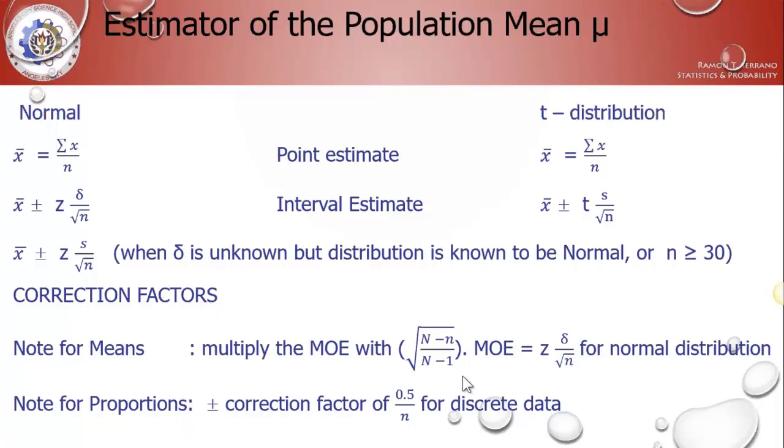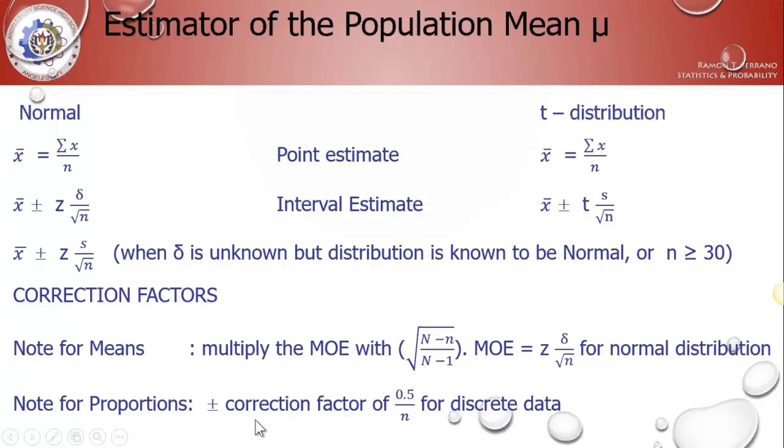You would notice and see them in most of the statistics books in college, but in high school, we will just concentrate on the standard one. No correction factors for now. The correction factor will be for means. So we just add and subtract square root of population size minus sample size over population size minus 1.